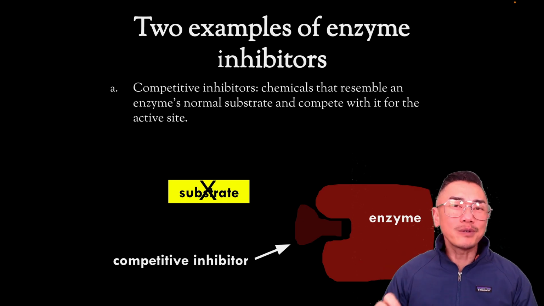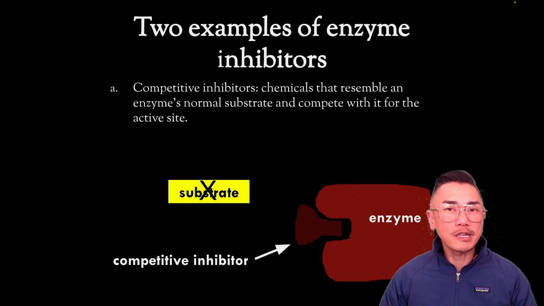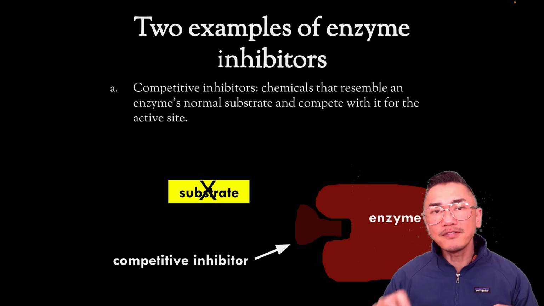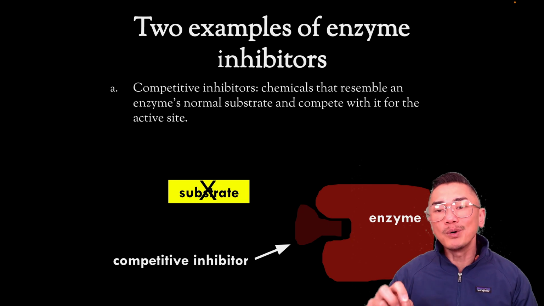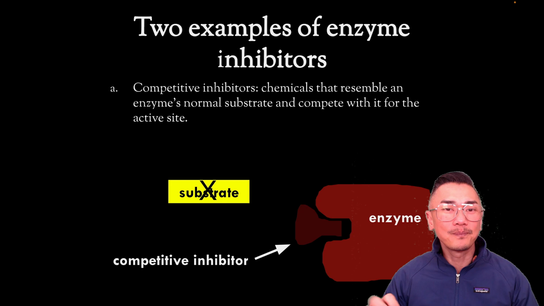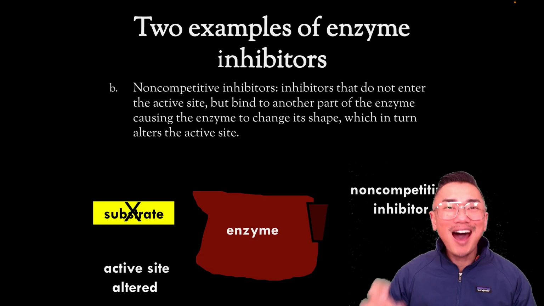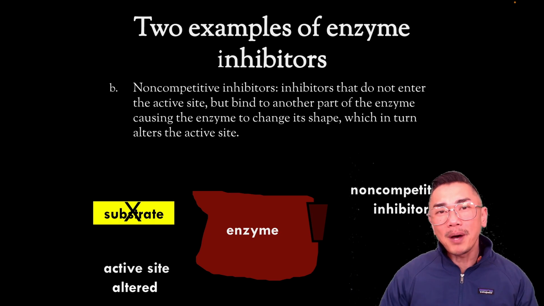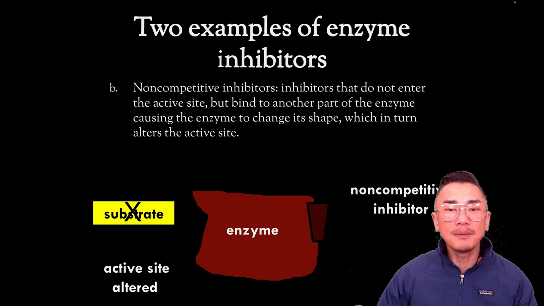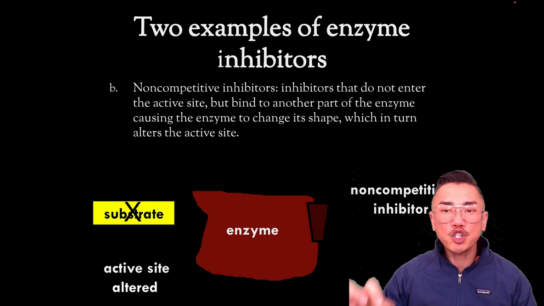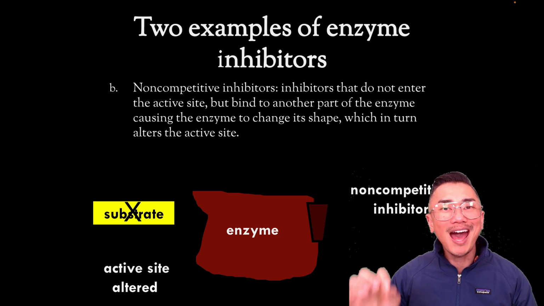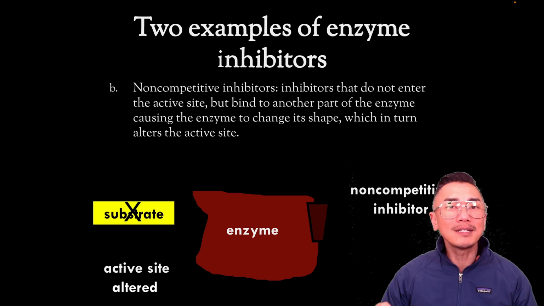If you want to slow down or stop an enzyme from working, you can use an enzyme inhibitor. There are two types of enzyme inhibitors. Competitive inhibitors are chemicals that resemble an enzyme substrate and compete with it for the active site. Non-competitive inhibitors are inhibitors that do not enter the active site, but bind to another part of the enzyme, causing the enzyme to change its shape, which in turn alters the active site and prevents normal binding of the substrate.